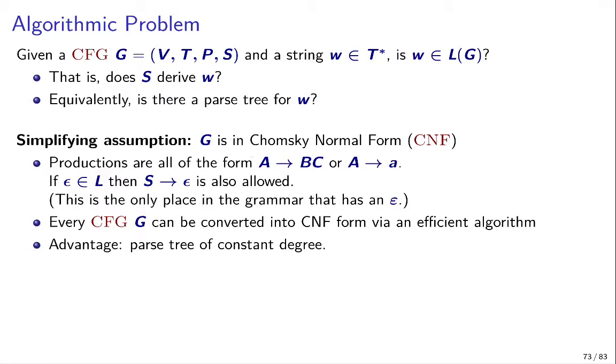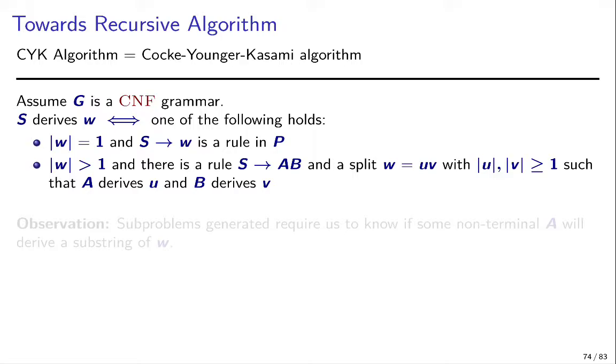So a production has one of the following forms. A variable can derive two other variables. Or alternatively, a variable can derive a single letter. Okay. And if epsilon is in the language, then the start symbol can derive epsilon. But that's the only place in the grammar where epsilon appears. So the parse tree of a Chomsky normal form grammar is very simple, which is why we want to use it for the dynamic programming.